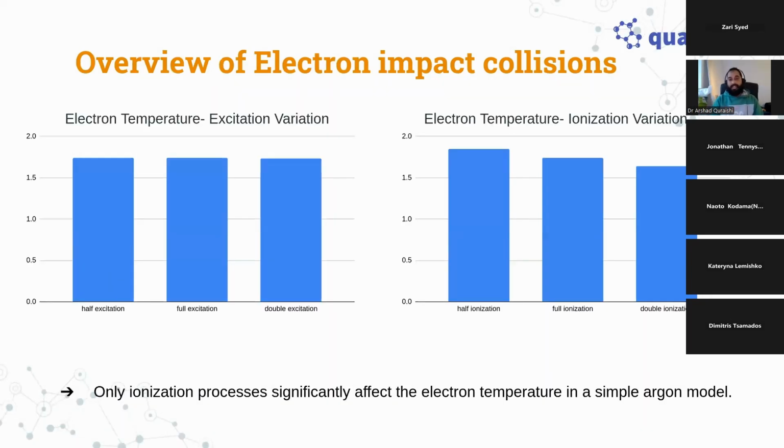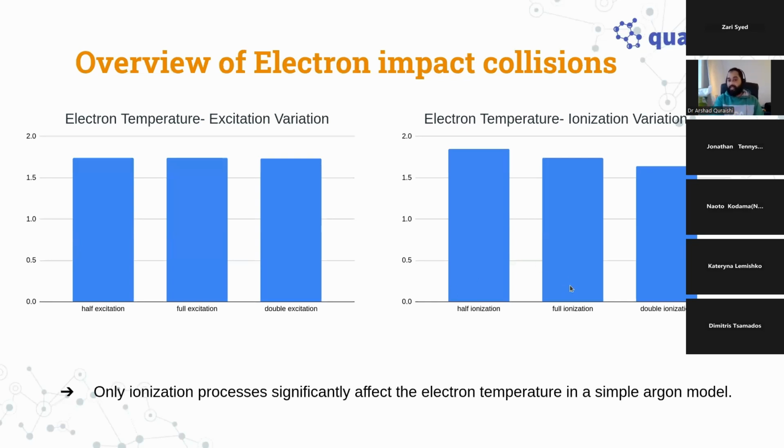Let's look at electron temperature now. So the figure on the left shows the electron temperature for the excitation case, and the figure on the right shows the electron temperature for the ionization case. This is for the same simple argon model. So from here to here, we basically varied the ionization cross section. We doubled the ionization cross section.